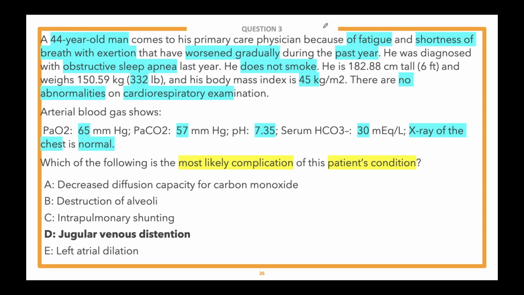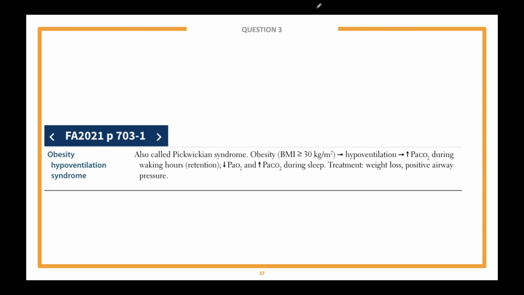So why is he so hypercapnic? He probably has what's called obesity hypoventilation syndrome. Let's take a look at the next slide. Sean has pulled up a table from First Aid about obesity hypoventilation syndrome. It used to be called Pickwickian syndrome, but we now refer to it as OHS.